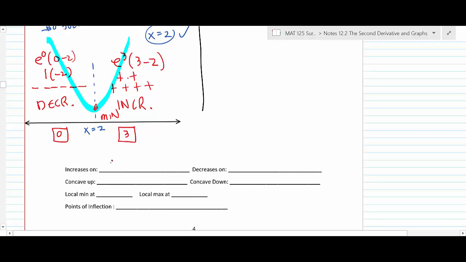Okay, so it looks like we're increasing from where to where? 2 to infinity, decreasing from negative infinity to 2, and then we have a local min at, let's just write, x equals 2. Do we have a max? Okay, so we got that. Now let's go on to the concavity to finish up.